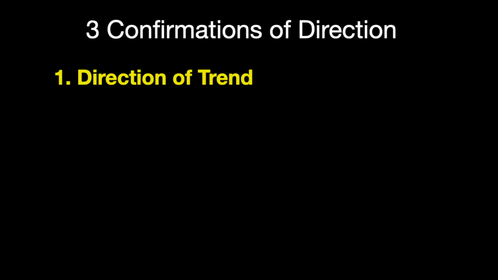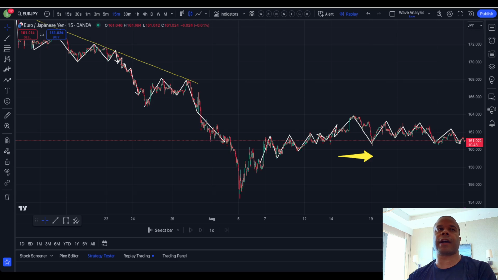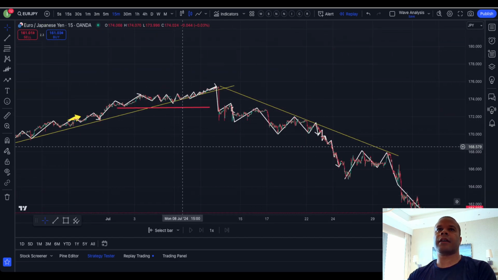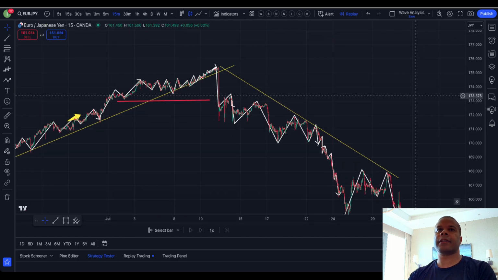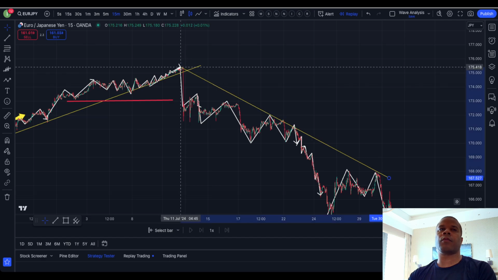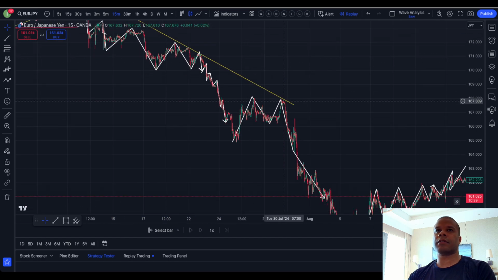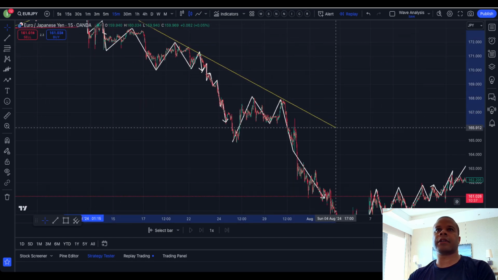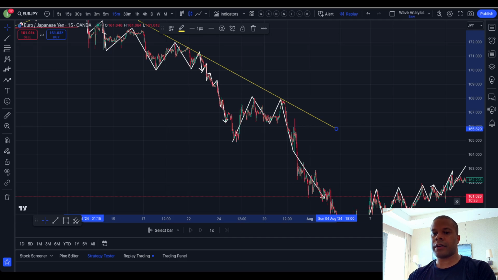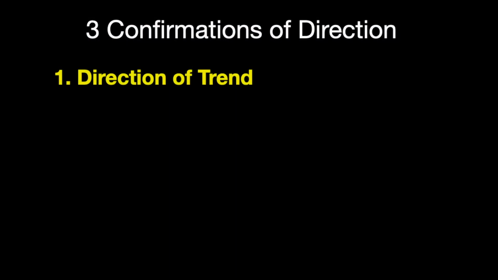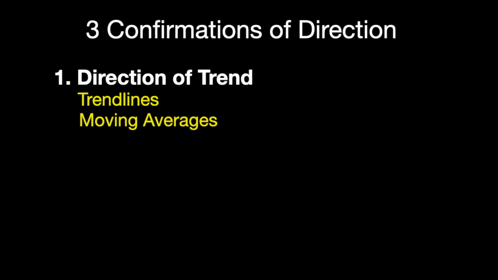Okay? We're going to wrap this up. We're going to talk about 3 confirmations of direction. Number 1 that I like to look for is direction of the trend. So we talked about this direction of the trend. Let's look at this downtrend that we're looking at. Right? Simple. One thing you could do is just get your trend line, right? Look at where the trend is going. So this is a confirmation, direction of the trend. And so we can determine that by trend lines and moving averages.